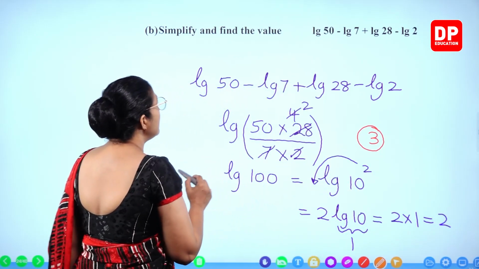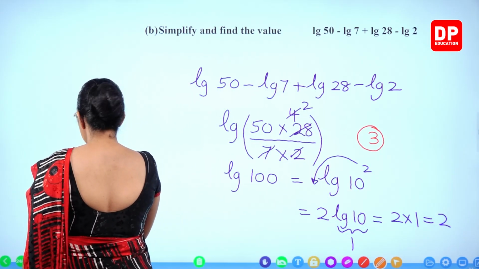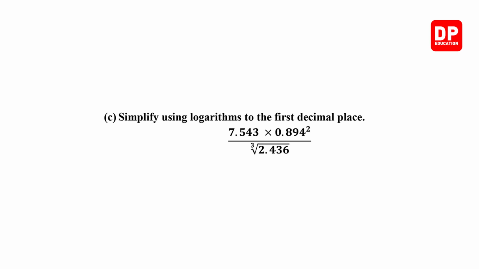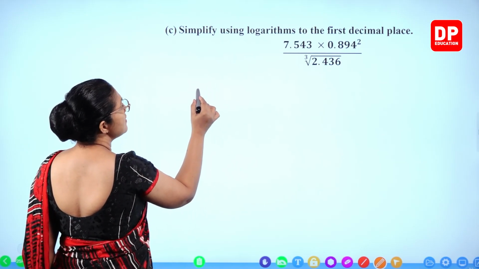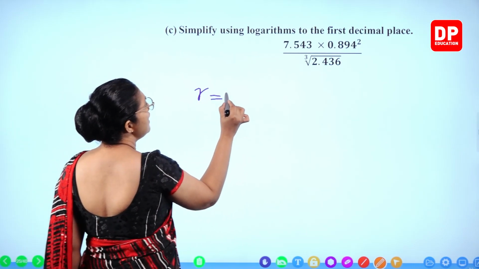So let's take the part C. Simplify using logarithms to the first decimal place. So here you can take this expression as R or any letter.